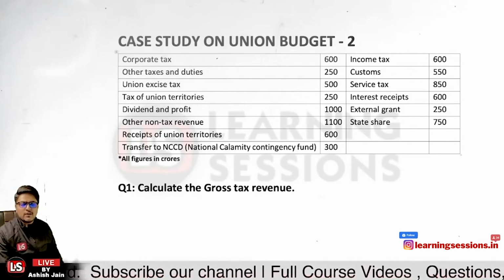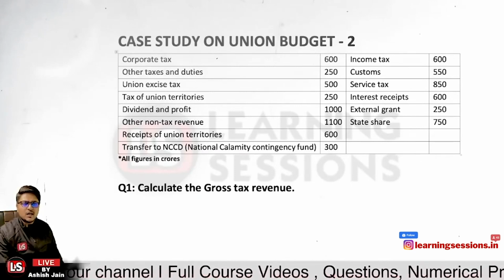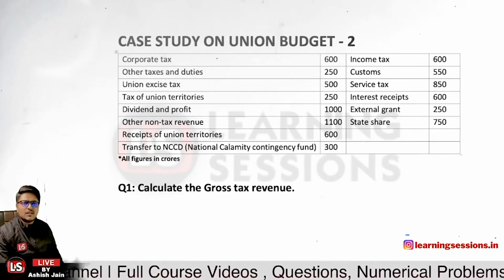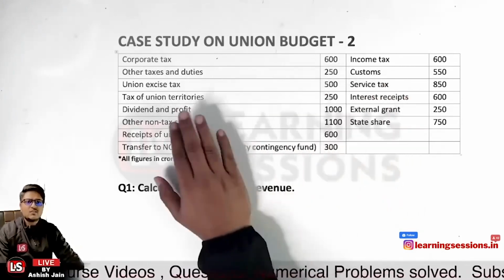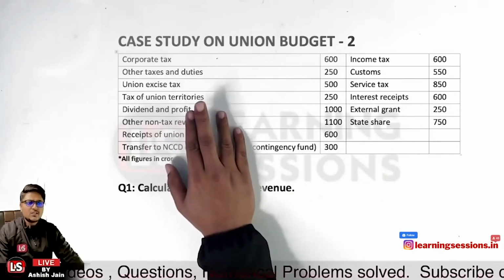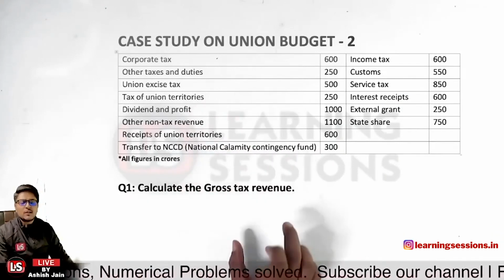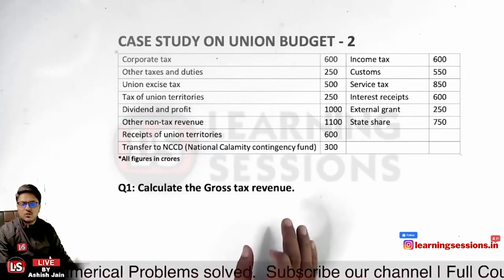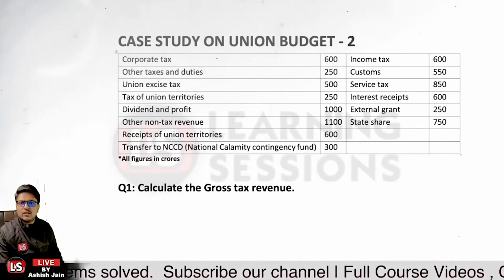I just told you that we have 7 taxes which are to be considered. One is corporate tax, another is income tax, other taxes and duties, customs, union excise tax, service tax, and tax of union territories. These are the 7 taxes that I just mentioned to you. If we need to calculate the gross tax revenue, we need to cover only the tax revenue part.